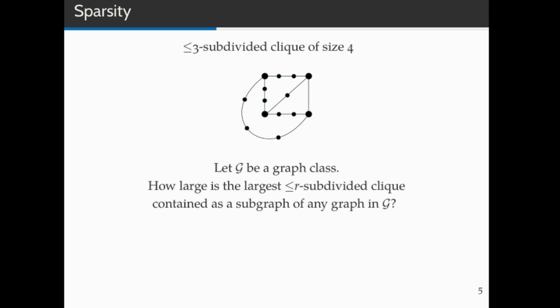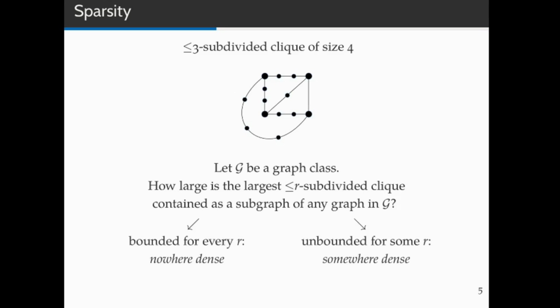Let now G be a graph class. We ask ourselves how large is the largest at most r subdivided clique contained as a subgraph of any graph in G. There are 2 possible answers. Either this number is bounded for every r, then G is said to be nowhere dense. And if this number is unbounded for some r, then it's somewhere dense. For example, planar graphs are nowhere dense because planar graphs contain no clique of size 5 as a minor. This means the largest at most r subdivided clique is at most 5 for any r. On the other hand, complete graphs would be somewhere dense because they contain arbitrarily large 1 subdivided cliques, or cliques in general.